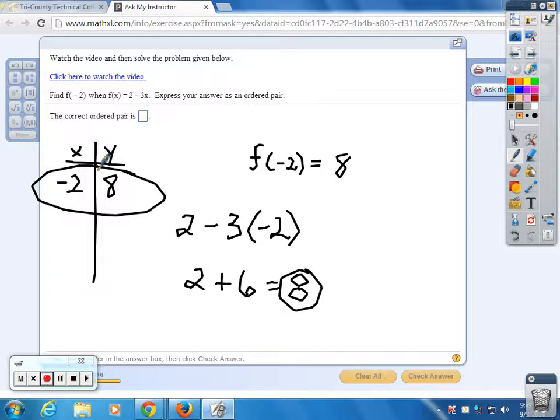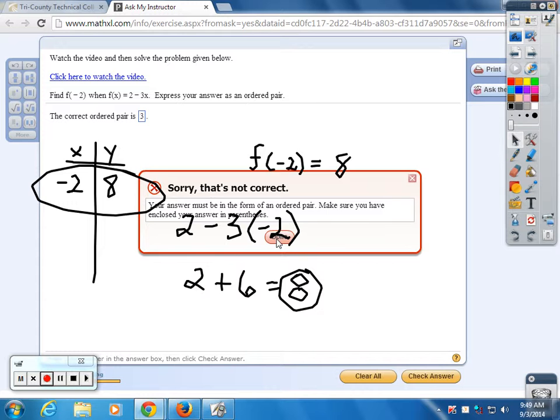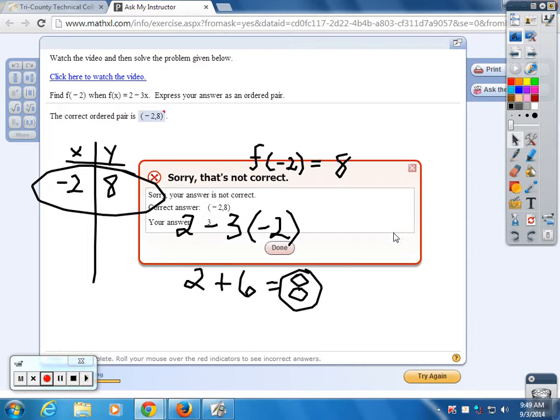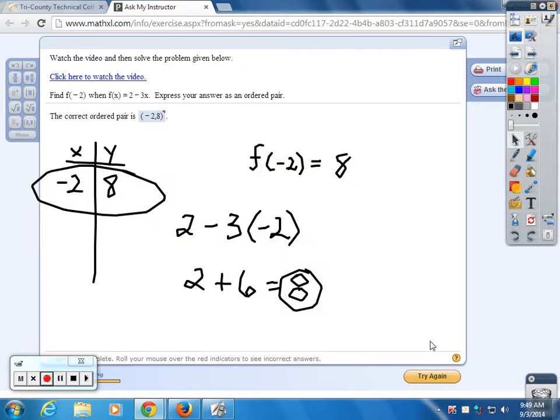There's your ordered pair, -2 and 8. See, you did it back in pre-algebra. The only difference now is you're holding your pinky up and you go, f of -2 is equal to 8. And there's your answer. I guess in case you needed an explanation.